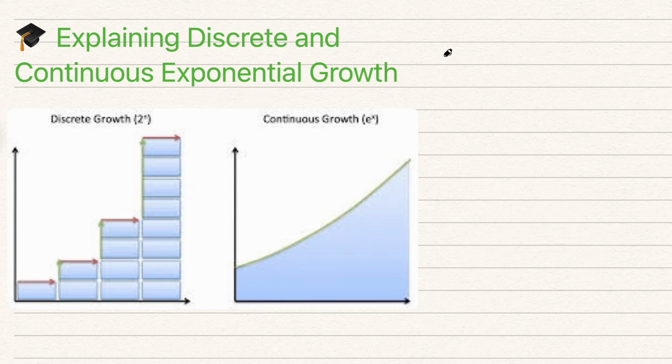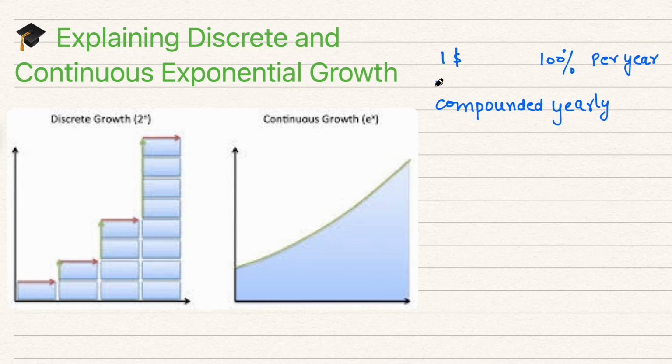Suppose you deposit $1 in the bank and the bank says, I'll give you 100% interest per year, right? Okay, 100% interest per year. Now the bank says that will be compounded annually. When it says compounded annually, that means you are going to get interest only once in a year. So that will be 100%, and that is known as compounded yearly.